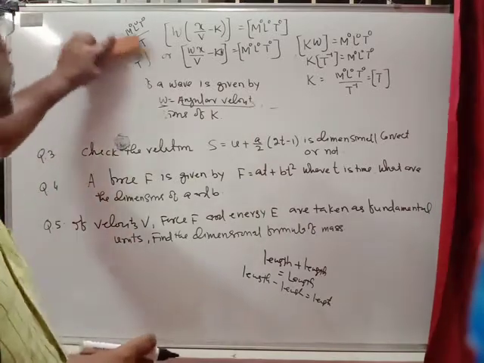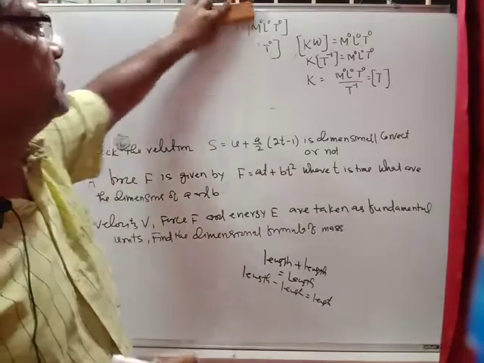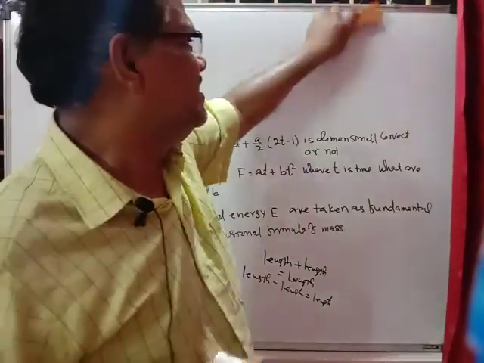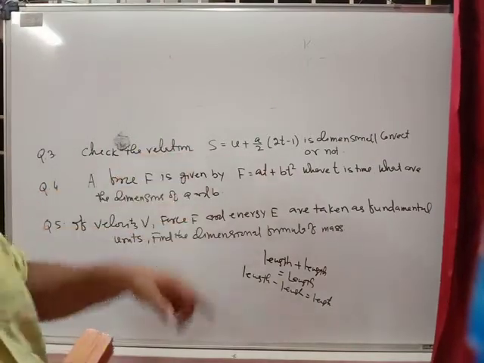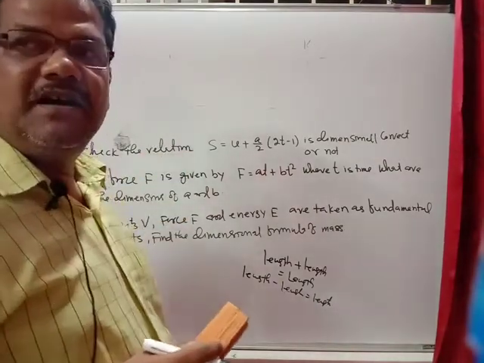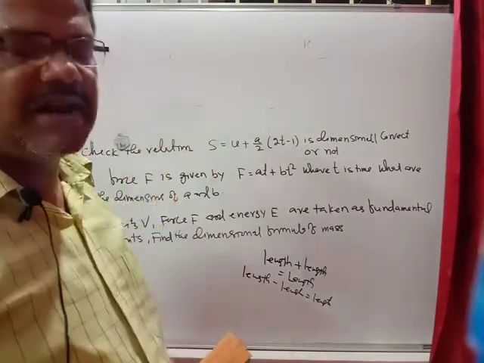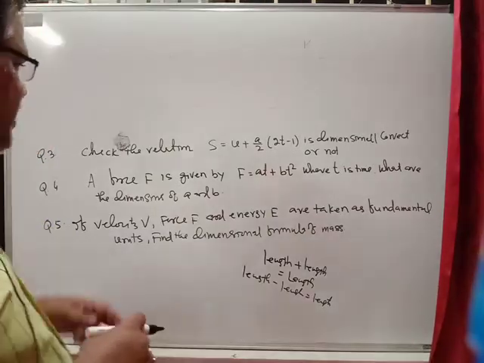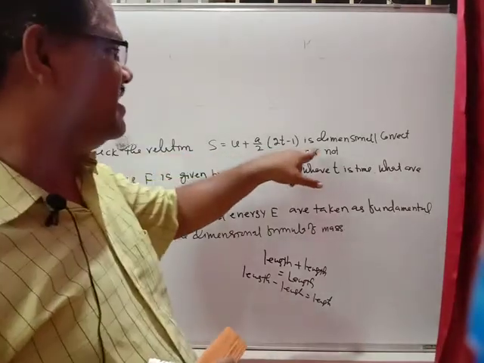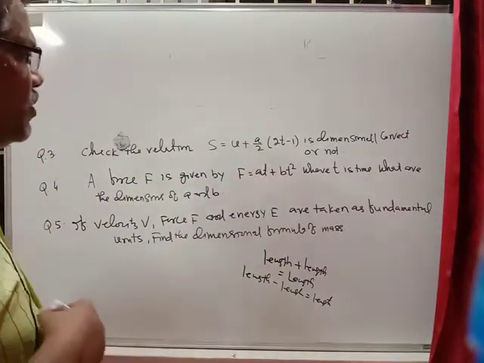If we come to question number 3, what you get is: check the relation on the basis of dimensional analysis. That means to check the correctness of a given relation by using dimensional analysis. In this case, the terms are given, and we have to check whether the relation is dimensionally correct or not.